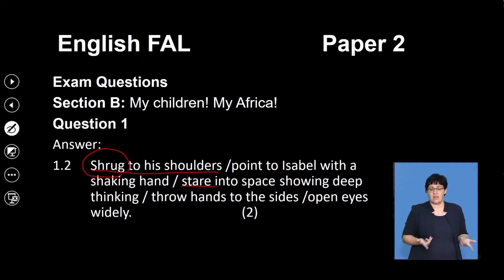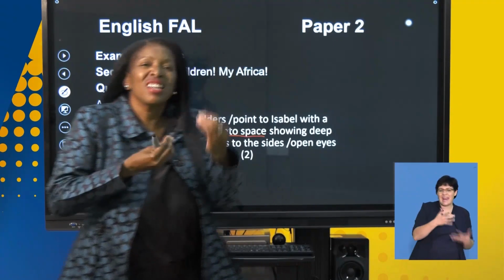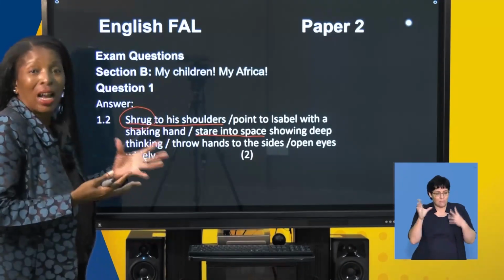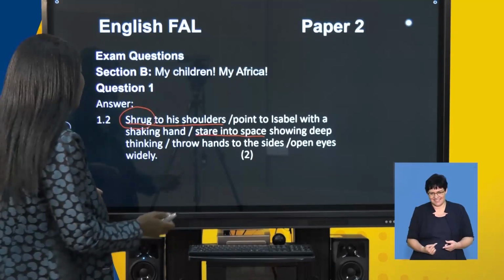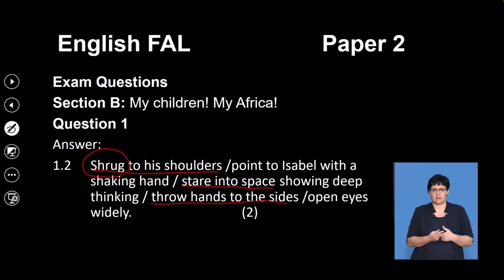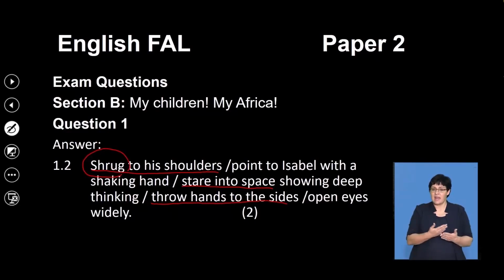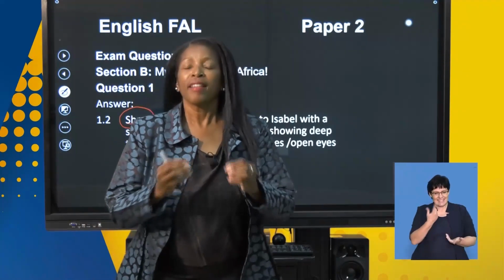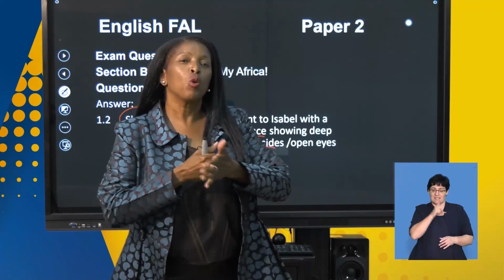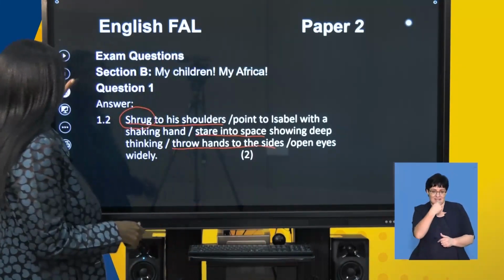You can make Tammy stare into space with showing deep thought. It's got nothing to do with him. You can literally make him do anything, but of course you have to choose one. You can't make him stare into space and point at the same time. That won't make sense. You can make him throw his hands to the sides. You can actually open his eyes wide. It's got nothing to do with him. Do you understand? That's what it means when they say, if you are a stage director, what would you make him do when he's saying these words?